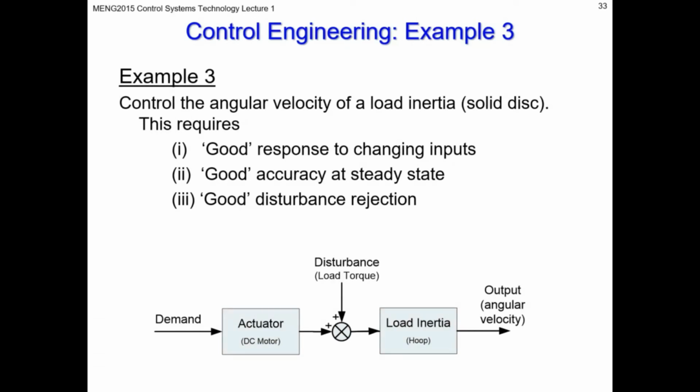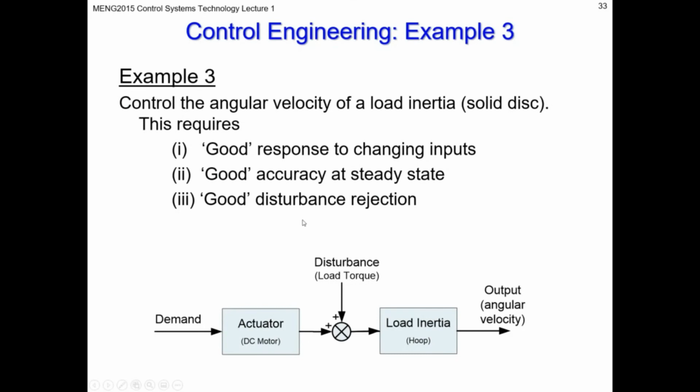And we want it to be able to resist disturbances and give a good response to changing inputs. So if we want an acceleration to a higher angular velocity, or if we want it to decelerate to a lower angular velocity, then we want that new set point to be met. And we also want, in steady state, the speed to equal precisely, without an error, the set point. That's number 2 there.